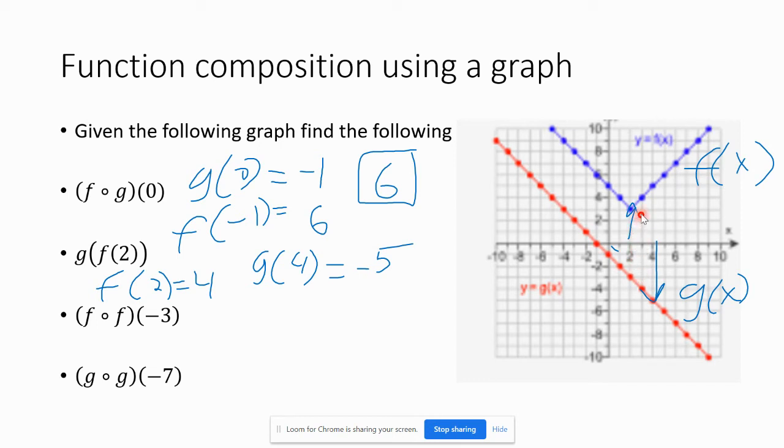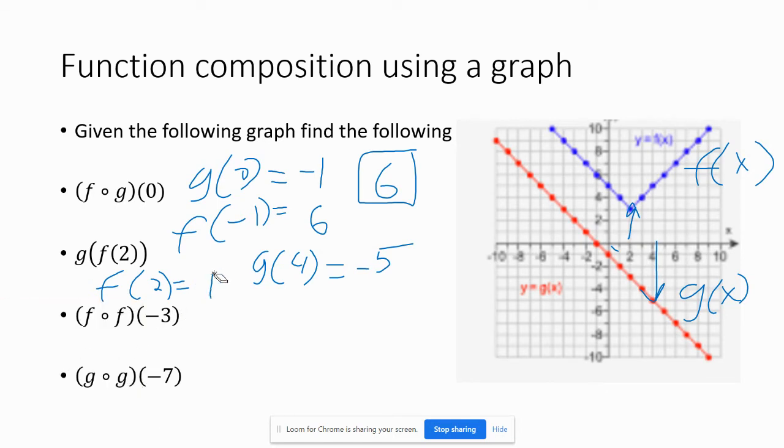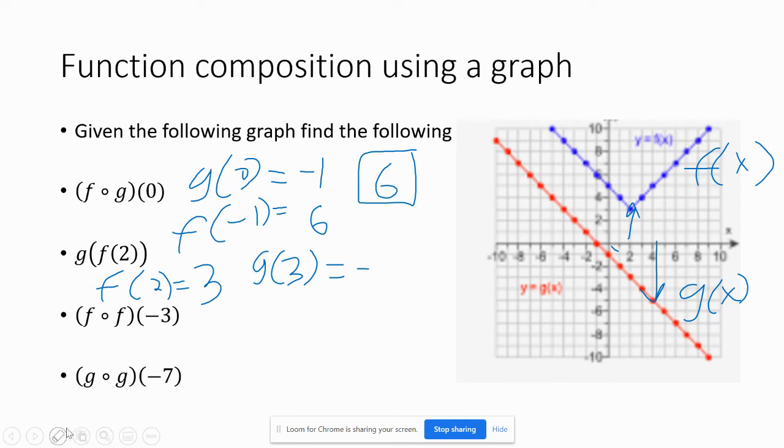f of 2 is actually, wait a minute, f of 2 is 3. Ooh, be careful. F of 2 was not 4, but it was 3. I didn't notice it was below the line. I made a mistake there. F of 2 was 3, and g of 3 is negative 4. Oops. Okay, good thing to check over your answers, because I would have made that mistake. It's always good to make sure your answers are right with the graph. Didn't catch that.